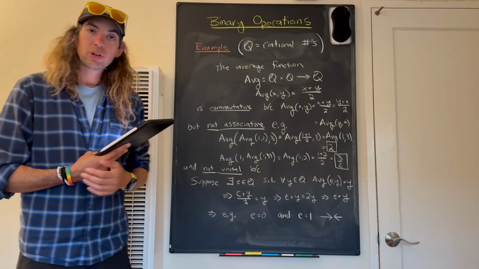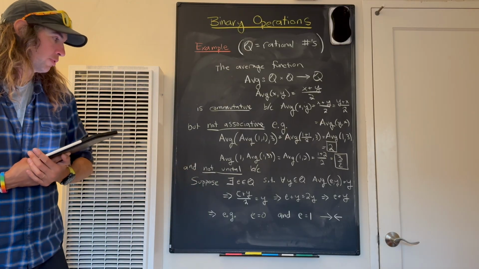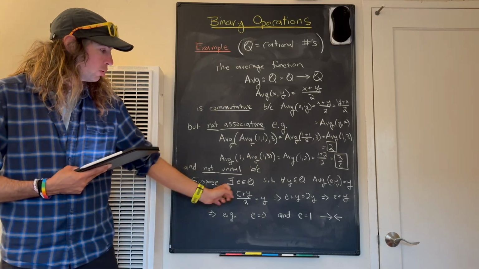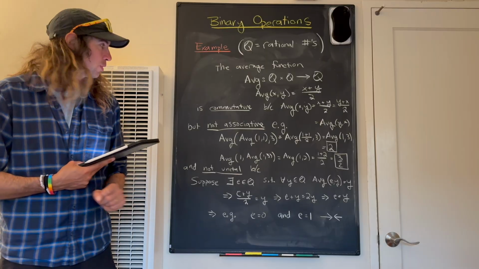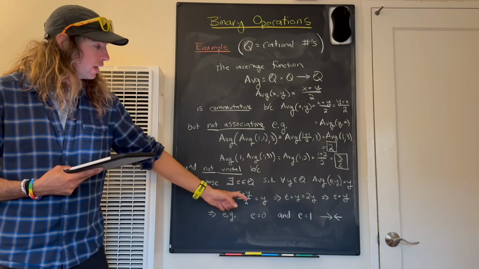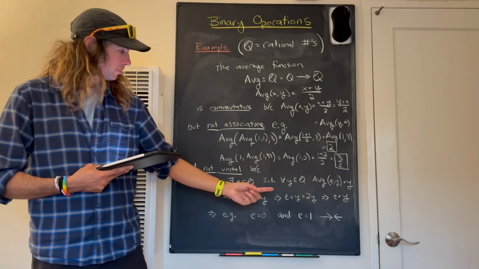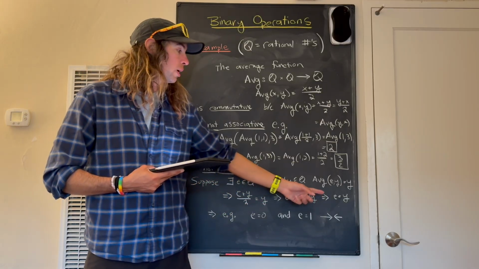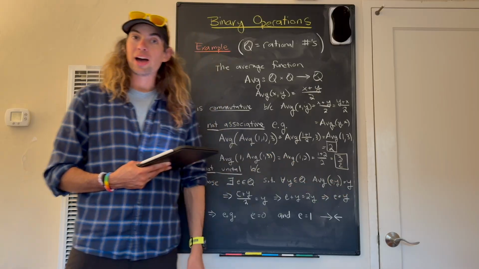And why is it not unital? This one's a little more fun. So let's suppose there existed an identity for the average function in the rational numbers. That's an element E which satisfies the following: for all y in Q, the average of E and y must be y.